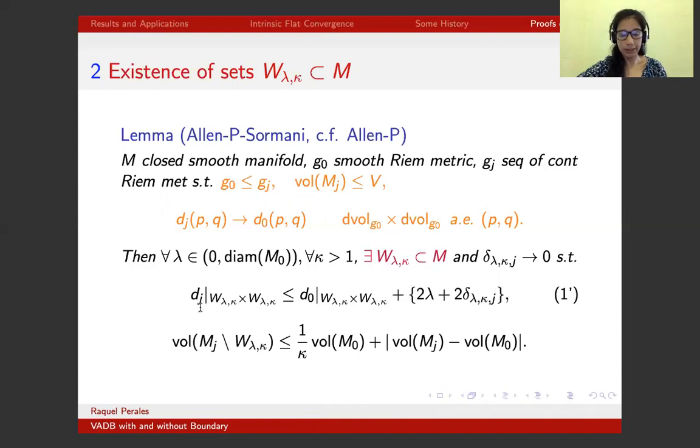So the distance d_j is very close to d_0, and it's actually d_j is less or equal than d_0 plus some small term just in the set W_{lambda,kappa}, and the volume of W_{lambda,kappa} is almost the volume of M_j. Okay, so this I already explained, but let me tell you how to construct this set W_{lambda,kappa}.